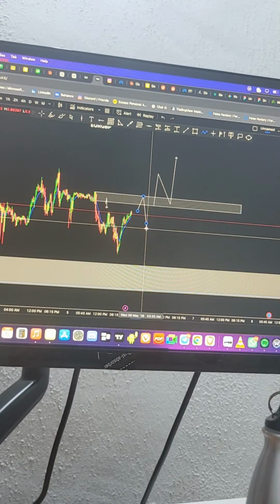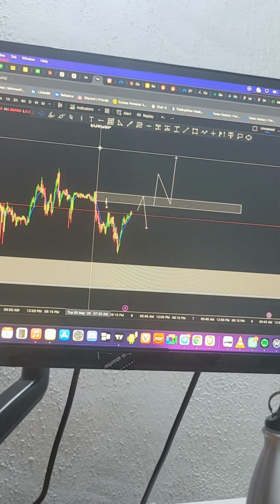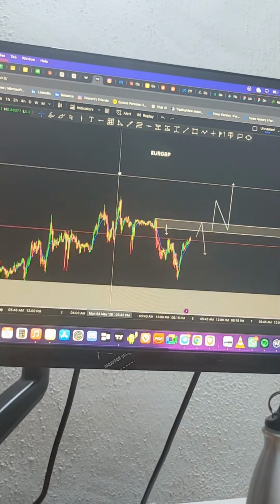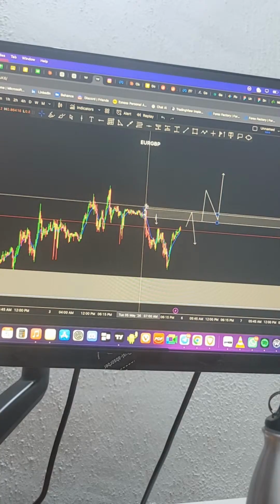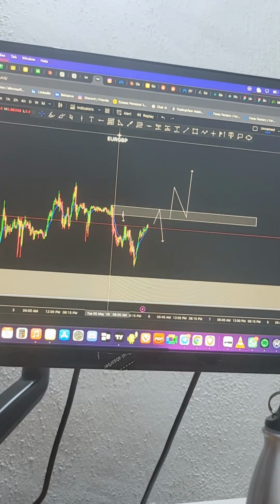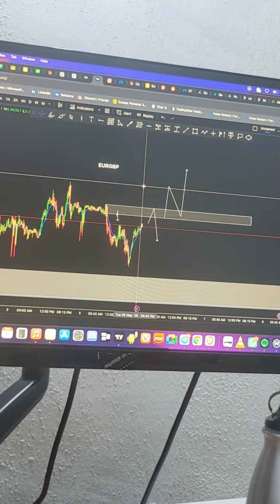Or price might just go break above this zone, reverse back and test this zone, then we'll ride all the way to the upside. So any of these might play out. All we need to do is sit back and relax and wait for it to play out, and we execute.